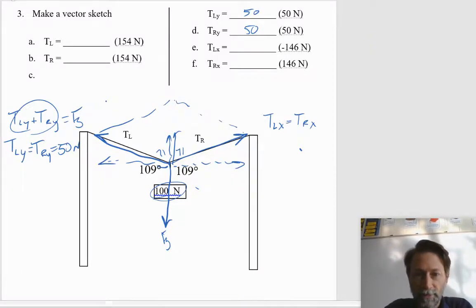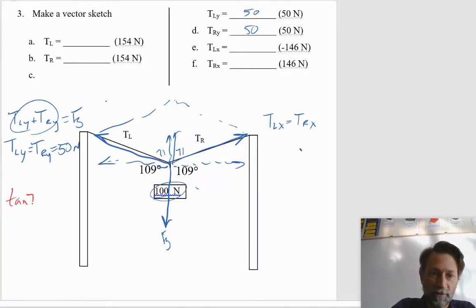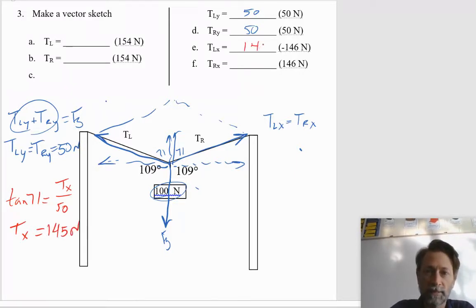From there, we could look at that again and do sine, cosine, tangent. So if I want to find that's the y value. If I want to find the x value, then I can say that the tangent of 71 is equal to the opposite, which is the x value, over the y value, which is 50. And that Tx value then is going to come out to be 145 newtons, which are each of these guys. Again, they're both equal because the x's have to cancel out and the angles are equal.